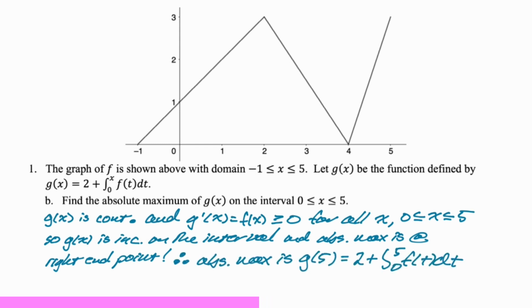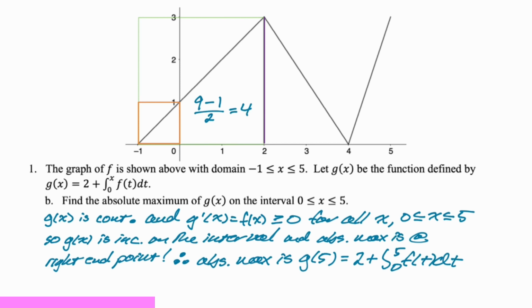So our absolute max is definitely g of 5, which is 2 plus the integral from 0 to 5 of f of t dt. Now we have to figure that out. From 0 to 2, it's kind of annoying to find. I see this big square here, which is 3 by 3, so that would be 9. There's this other square here, which is 1 by 1, so that would be 1. And it's triangles, so I want half of the big square minus half of the small square. So I'm going to do 9 minus 1 and then divide by 2, which gives me 4.